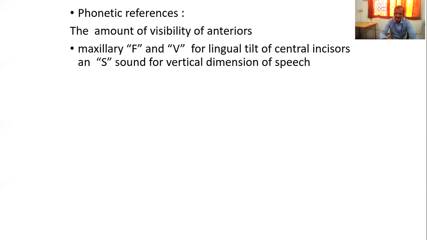Ask the patient to pronounce some words. This is called phonetic references. Suppose an abnormal position is there in the central incisors. Then eventually the patient can't pronounce F and V if there is a lingual tilt in the central incisors. And the S sound is for the vertical dimension of speech.